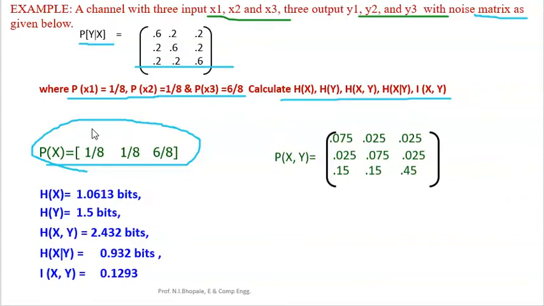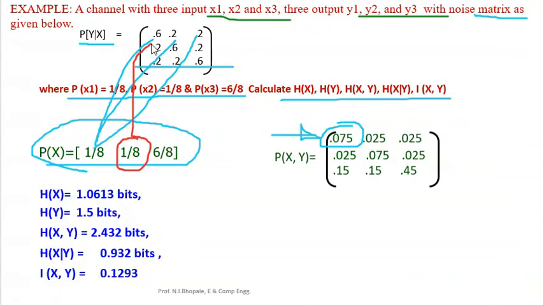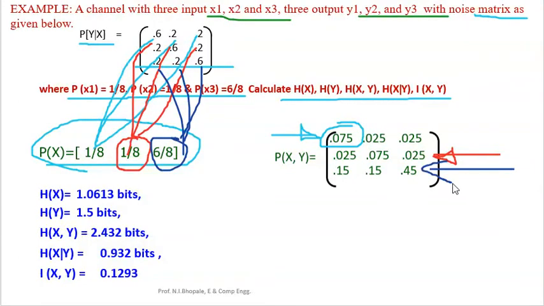From this it is quite easier. 1 by 8, multiply it to the first row, so that you will get the first row of P(X,Y). Similarly, when you multiply the second 1 by 8 with the second row elements, you will get the second row of P(X,Y). And lastly, you multiply this 6 by 8 with the third row, you will get the third row of P(X,Y). This is how the P(X,Y) is prepared.